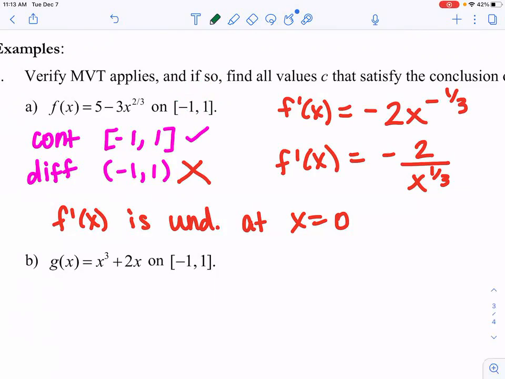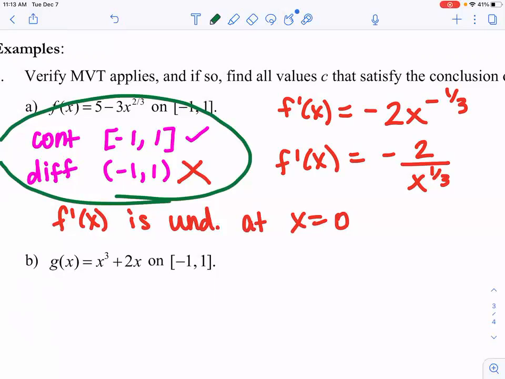Okay. Now, are these things that you're sort of thinking about in your head? Yes. But on Friday's test, I better see that you thought about continuity on the closed interval and differentiability on the open interval. Like, I need to see that thought. Okay.